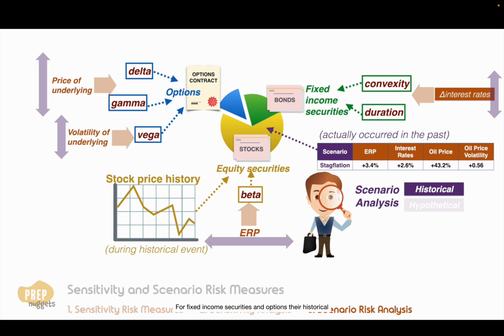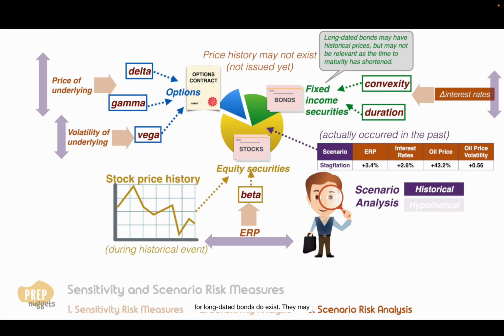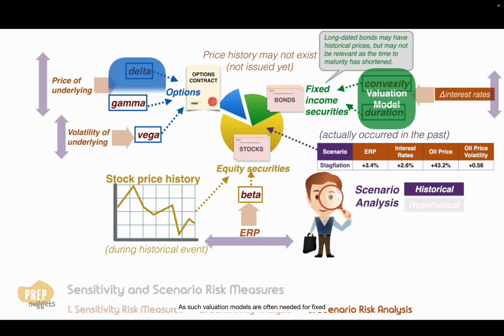For fixed income securities and options, their historical prices for that period may not exist, as they may not have been issued. Even if historical prices for long-dated bonds do exist, they may not be relevant to the current characteristics of the instrument. For example, the price volatility of a maturing bond may be much lower than its historical volatility. Using its historical price history would mischaracterize the risk of the current portfolio holding. As such, valuation models are often needed for fixed income securities and options, even when using the historical scenarios approach.